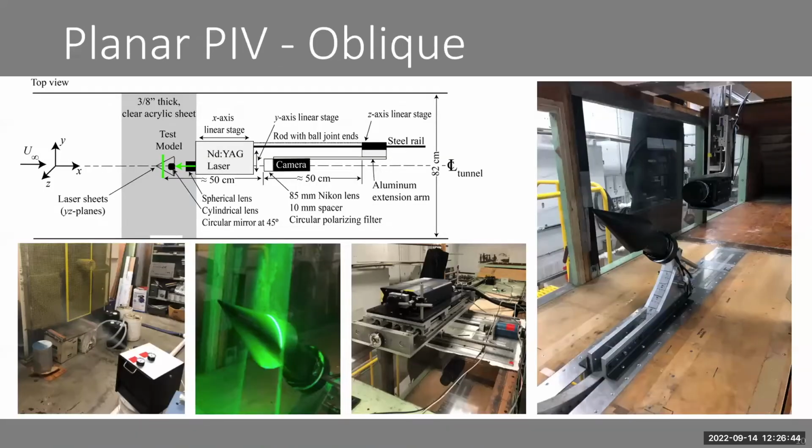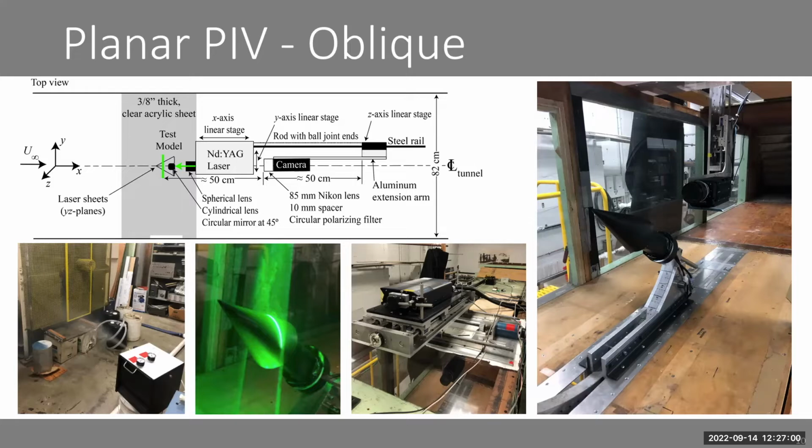Okay, so now let's talk about the experimental setups for particle image velocimetry. We use two orientations: oblique and streamline. So first I'll focus on the oblique measurements. Oblique measurements correspond to planes in the YZ planes.